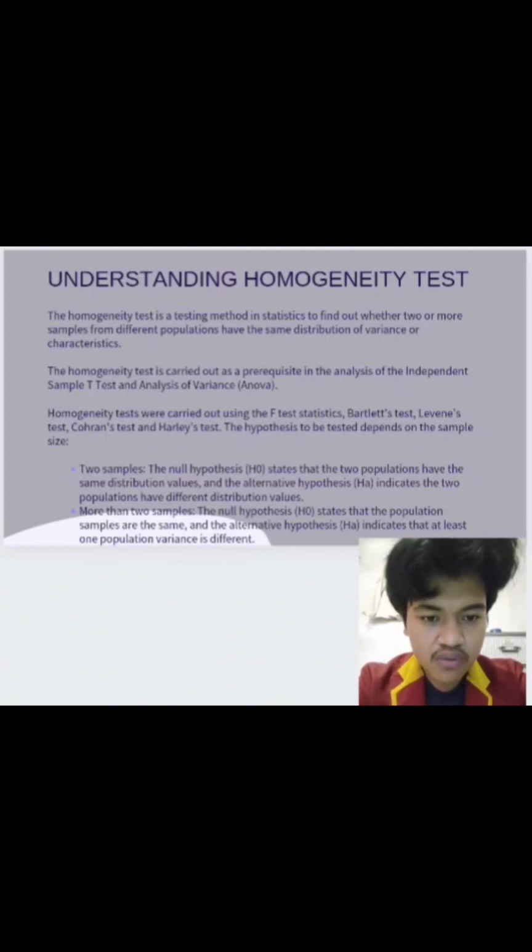2. More than two samples: the null hypothesis states that the population variances are the same, and the alternative hypothesis indicates that at least one population variance is different.